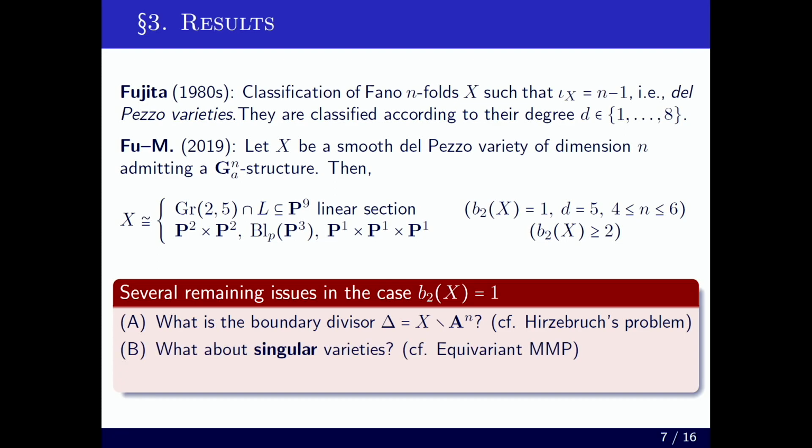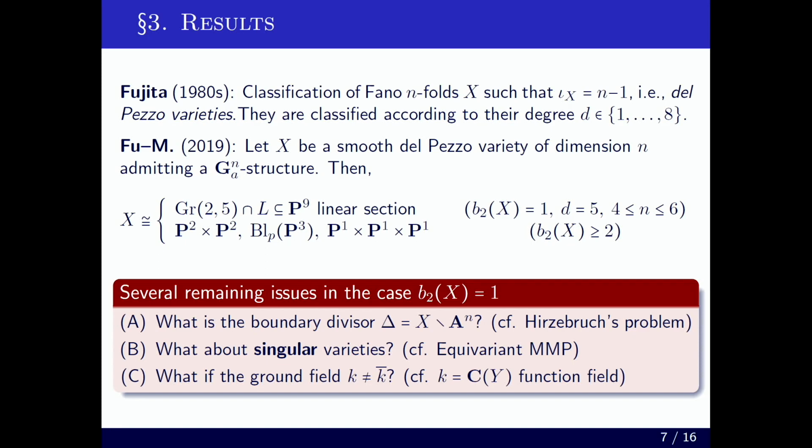And also, as we already saw this morning, it's very important from the point of view of the minimal model program to consider singular varieties. So unfortunately, this VMRT stuff, it's not yet developed in the singular case.